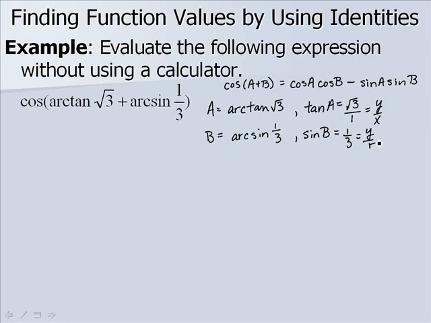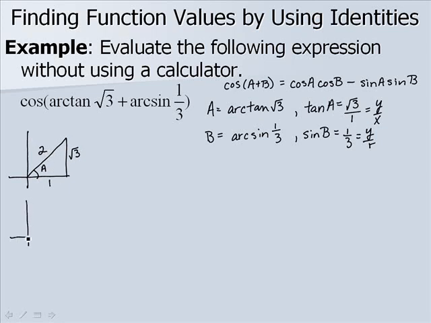Now the arctangent is positive in quadrant 1 and the arcsine is positive in quadrant 1. So let's set up triangles in quadrant 1. For a, we see that the tangent of a was square root of 3 over 1, so we have y over x would be square root of 3 over 1 here. And when we do the Pythagorean theorem, we'll get a value here for our hypotenuse of 2.